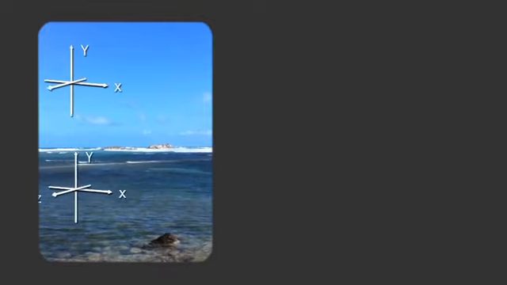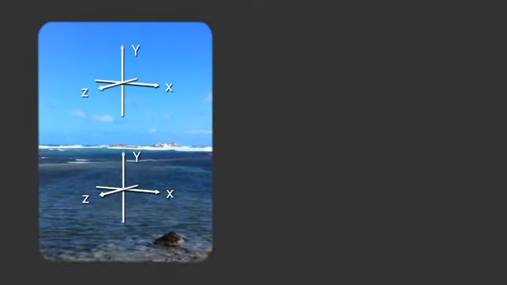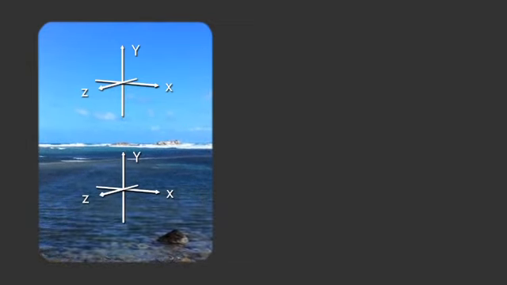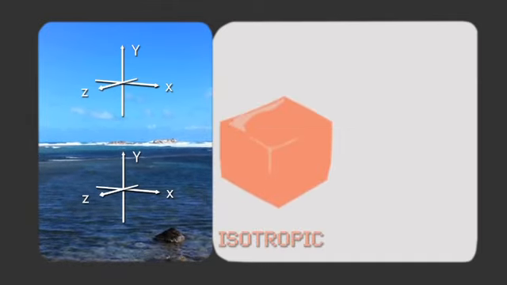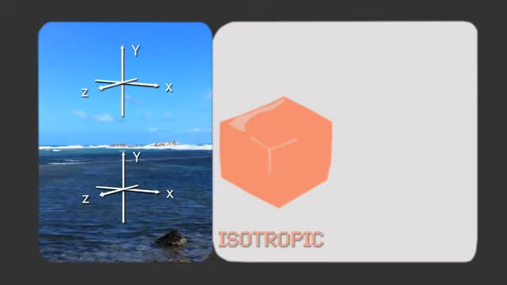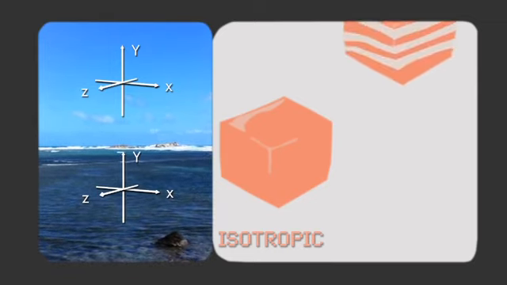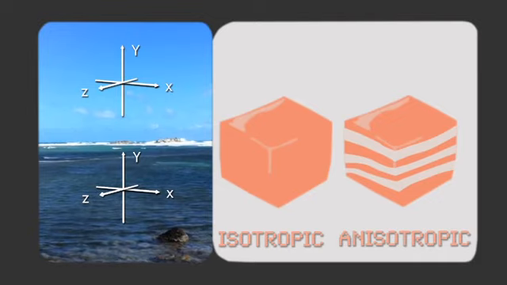Air and water are isotropic. They have equal physical properties along all axes. An anisotropic material, in contrast, is a material with different physical properties when measured along its axes. A cube of Jell-O is isotropic because its interior is uniform in all directions. On the other hand, Jell-O that is layered is anisotropic because it has strong and weak layers.